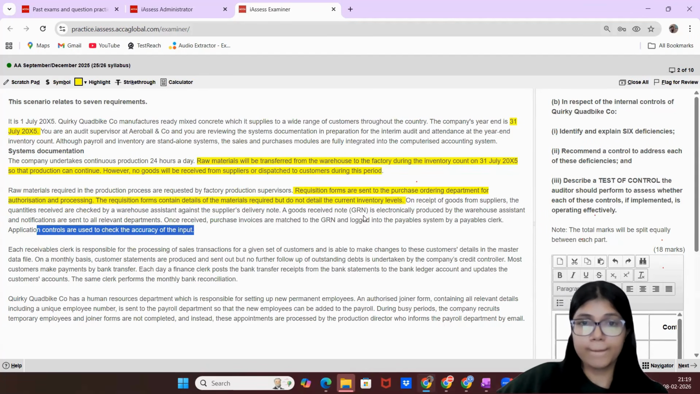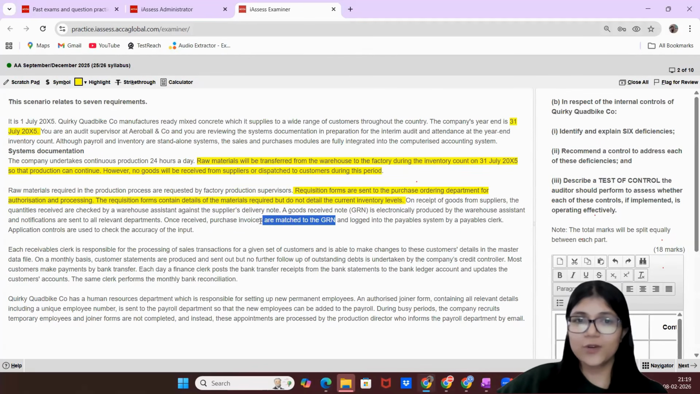So the basis for generation of purchase invoice should be GRNs, and matching purchase invoice with GRN would not be a perfect control. No. It's actually a good thing that they're reviewing it with the purchase invoices, because usually, if you remember from our classes also, the invoices come after the goods received note. So we should always match the invoices to the GRN and not to the, which other document we are talking about?